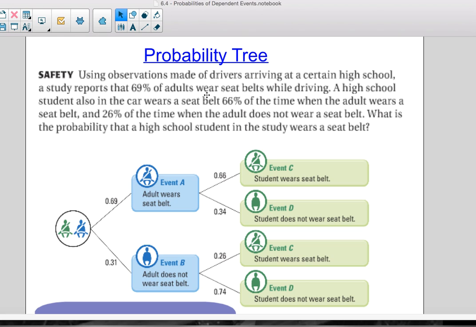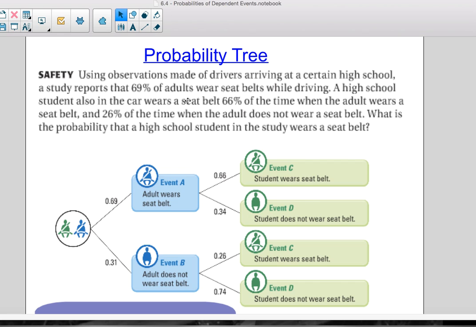So this example is using high school drivers in situations where the adults wear a seatbelt and they don't wear a seatbelt. The question kind of gives you this information. A study reports that 69% of adults wear seatbelts. So here we have adults wearing seatbelts: 69% wear seatbelts, 31% do not. If 69% do wear seatbelts, they didn't give you this, but you can figure it out. It's basically the complement.